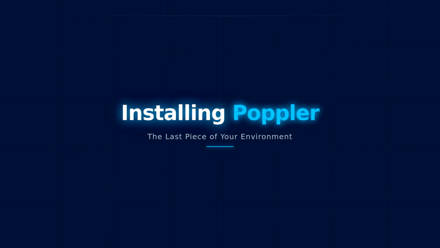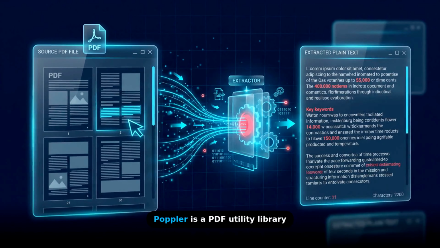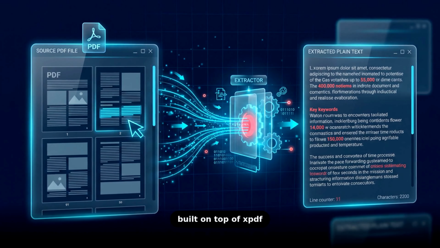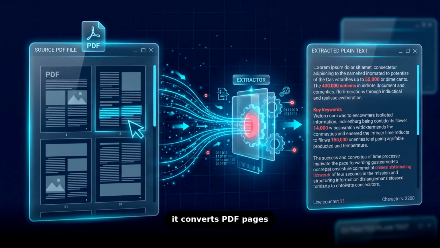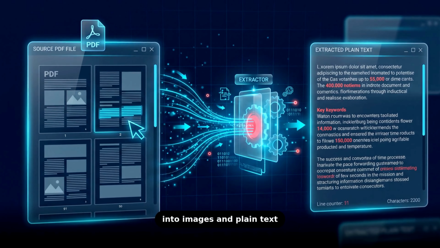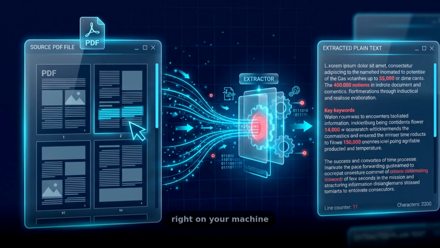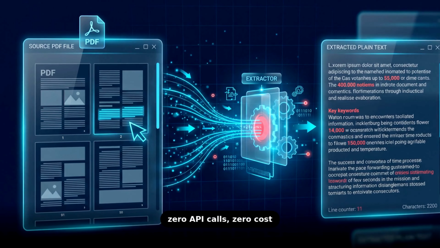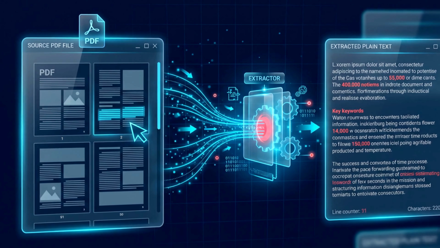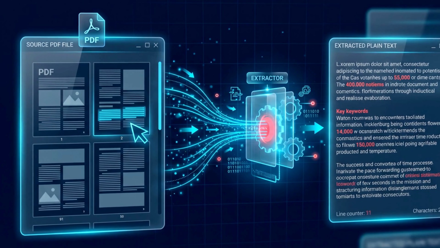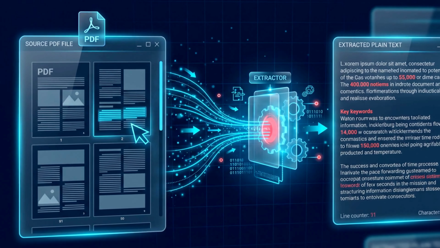One last tool to install before our environment is complete. This one is called Poppler, and it's the reason we'll be able to process PDF documents locally without sending anything to an external service. Let me explain why this matters. Poppler is a PDF utility library. It gives us command line tools to work directly with PDF files, extract the text inside them, pull out images, read metadata, convert pages to image formats. The specific tool we'll use in our project is PDF to text, which does exactly what it sounds like. It takes a PDF and extracts all the text from it, cleanly, locally, with 0 API calls.